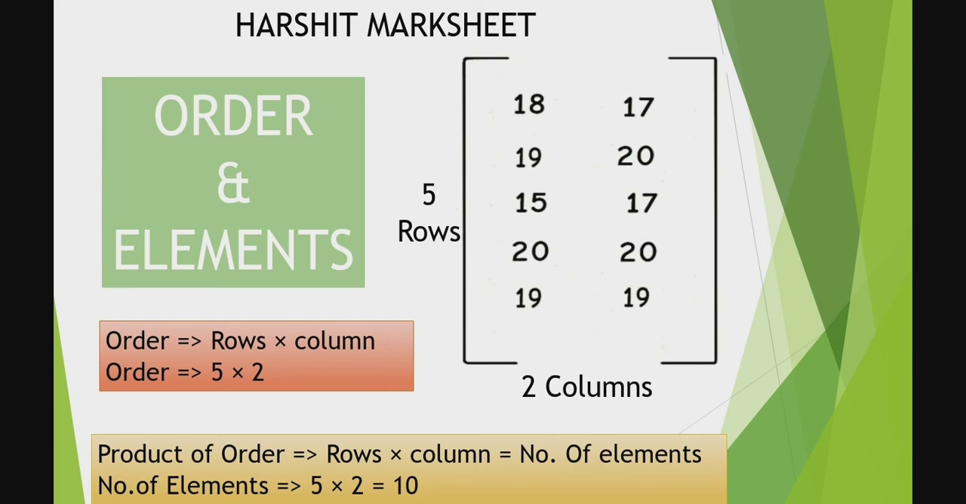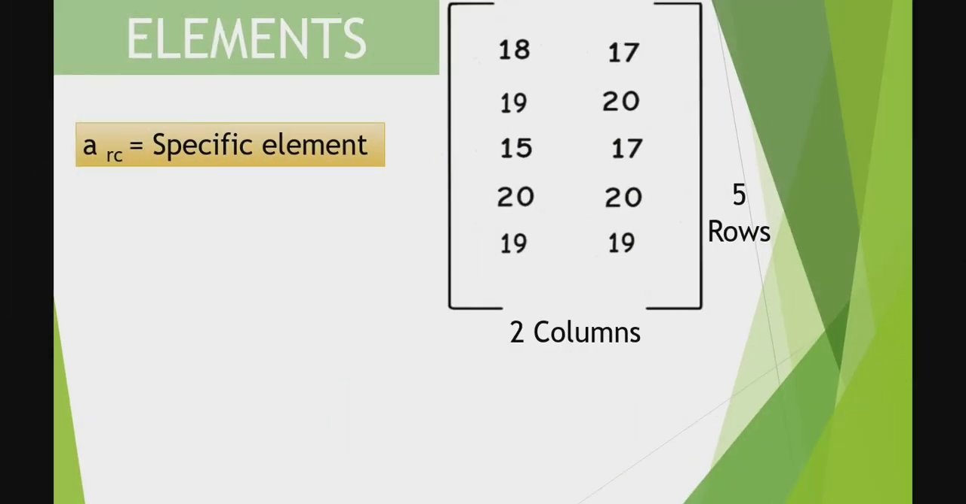Now let's know about these elements. A specific element is represented by a_ij, as you can see on your screen. Let's take 18 for example. Since it is in the first row and first column, it will be represented by a11.